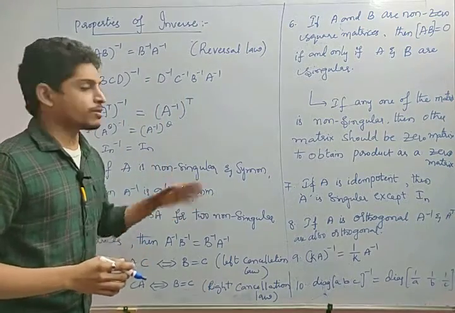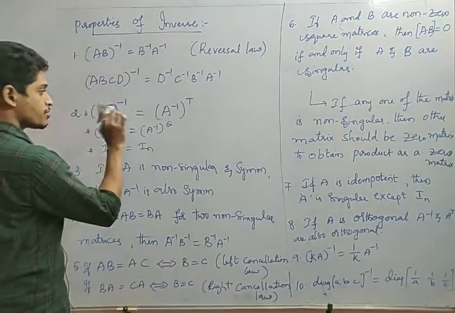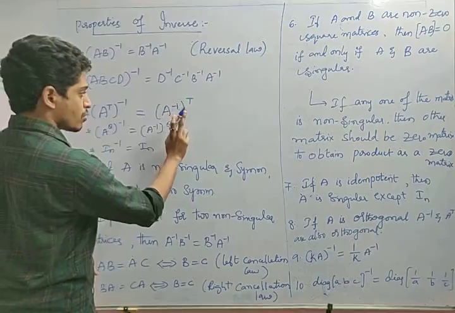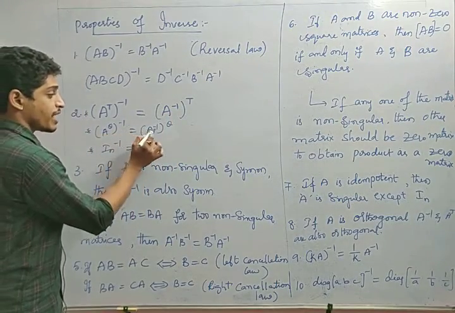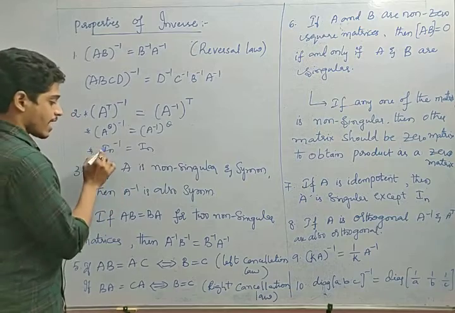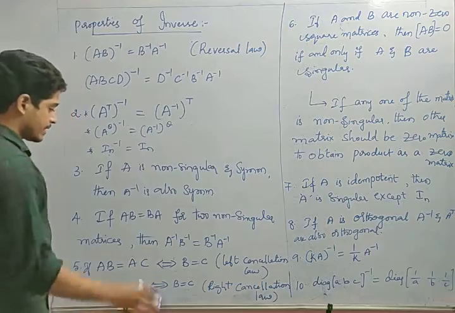As we see in the transpose, the same process is applicable here, right? Second one, (A transpose) whole inverse is equal to (A inverse) whole transpose. We can interchange. Next, (A theta) whole inverse equals (A inverse) whole theta, right? Next, the inverse of an identity matrix is always an identity matrix. Fine. This is the second property.